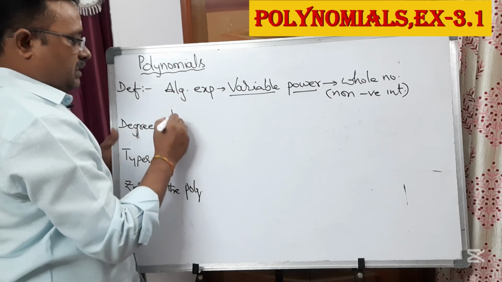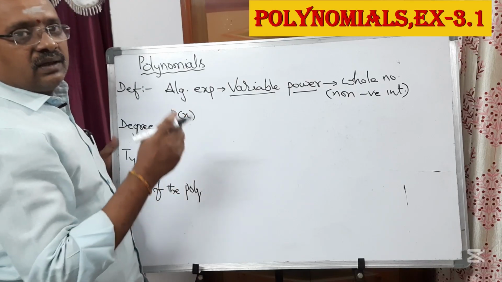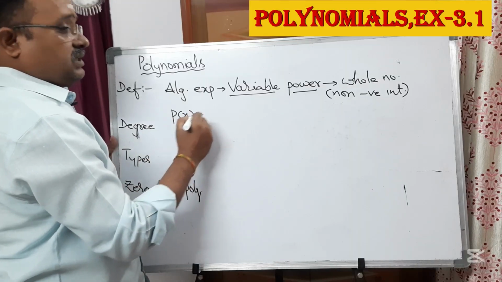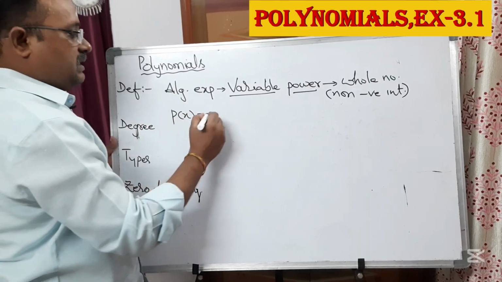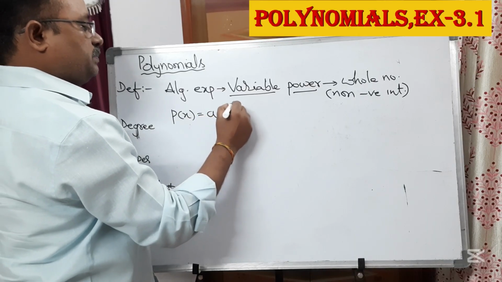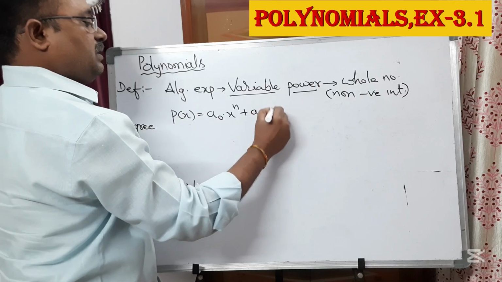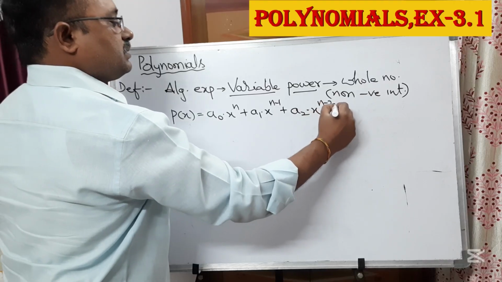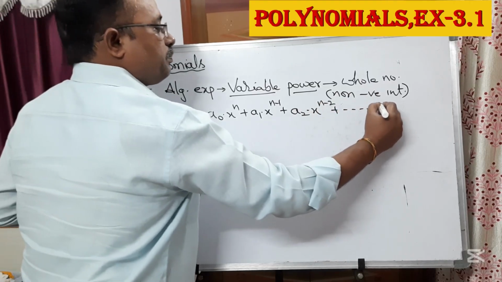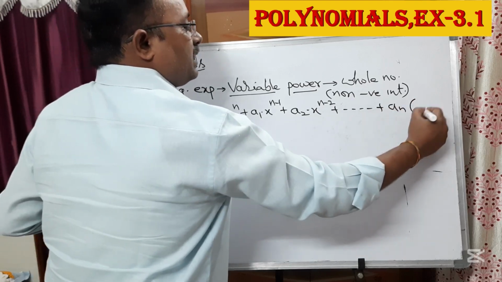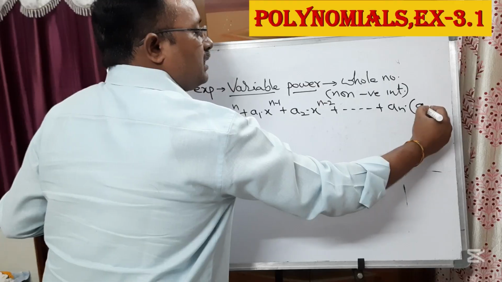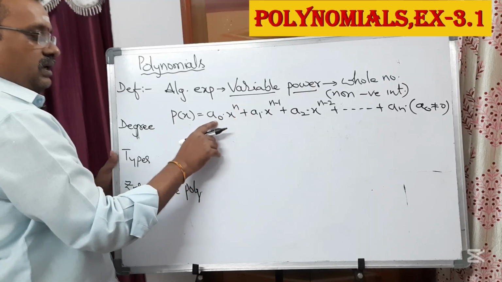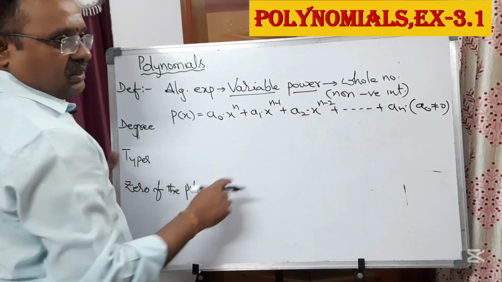Generally polynomials are represented with p of x, q of x, g of x, f of x, like that. So the general form of writing a polynomial is a naught into x power n plus a1 into x power n minus 1 plus a2 into x power n minus 2 plus and so on plus an, where a naught is not equal to 0. The first term x power n coefficient a naught is not equal to 0.